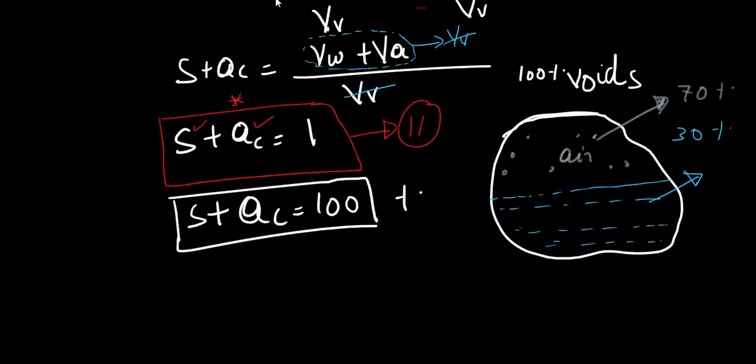If I am not given the value in percentage form, for example I am given it in decimal form, that is saturation is equal to 0.3, which implies that air content will be equal to 1 minus 0.3, that is 0.7. I hope this is clear.